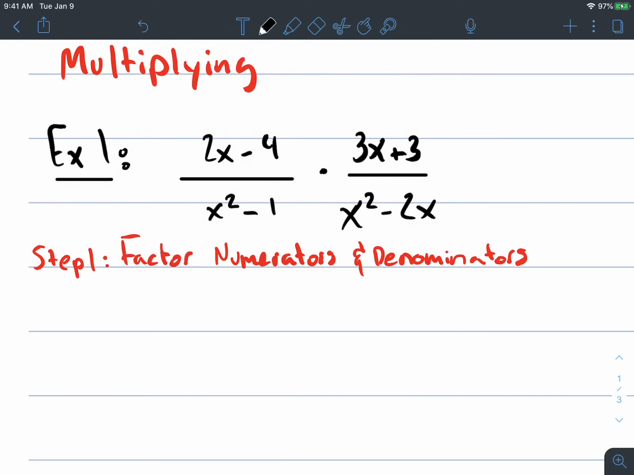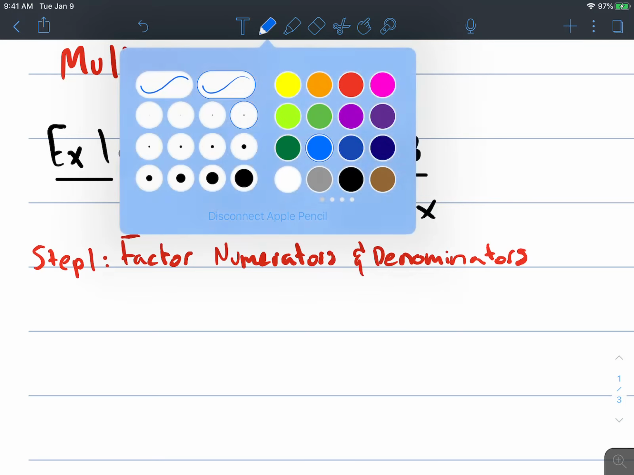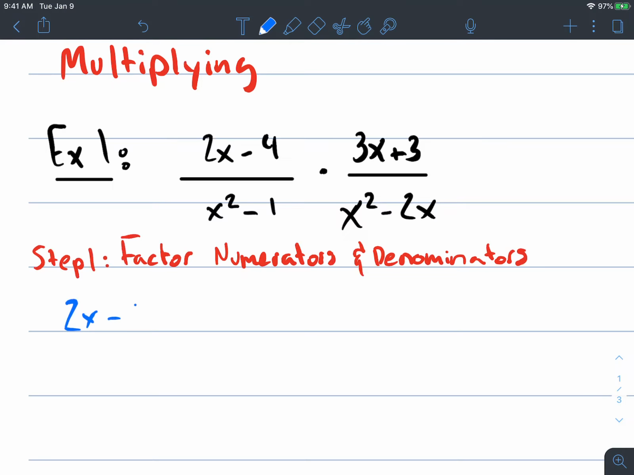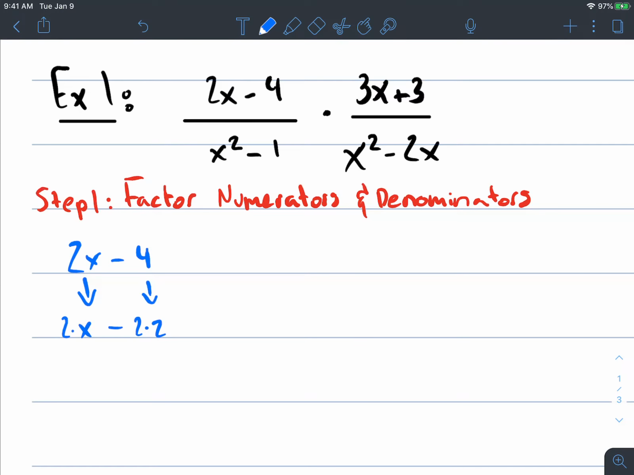Let's start out with 2x minus 4. We're going to factor this. These are both even, so this is 2 times x minus 2, because 4 is 2 times 2. If you look at these two here, they both have a 2, so we take that out and put it outside, and then we bring down the x minus 2. We group these together. So that's the first one.